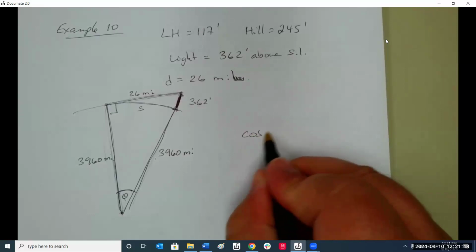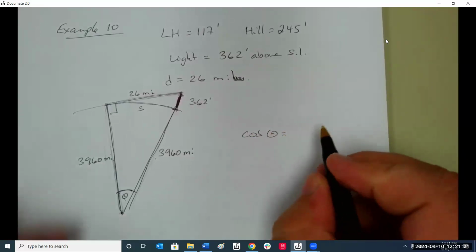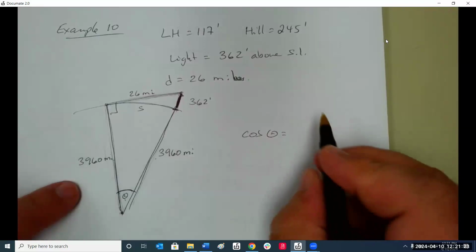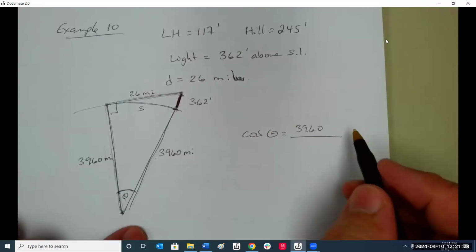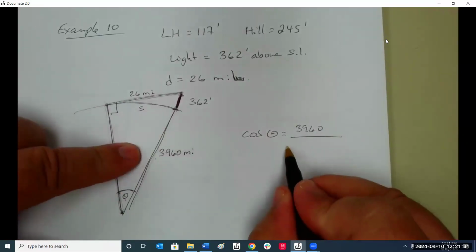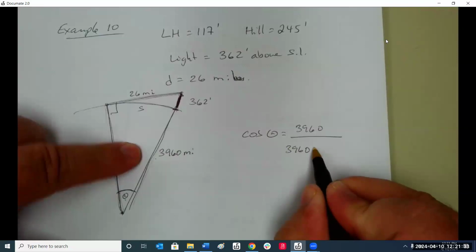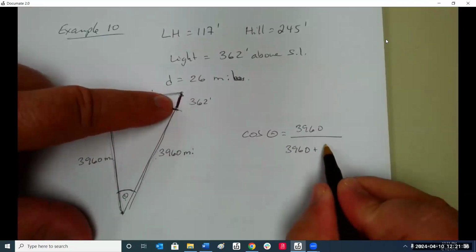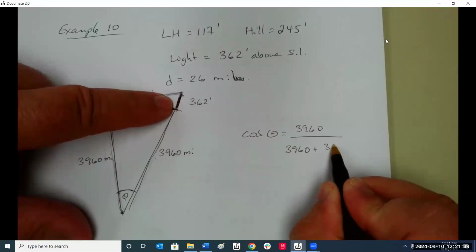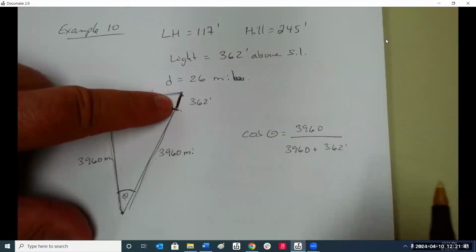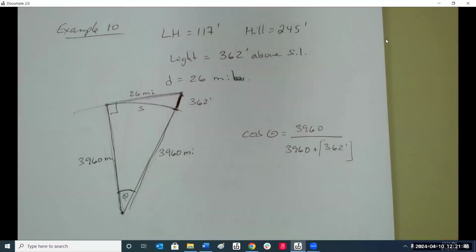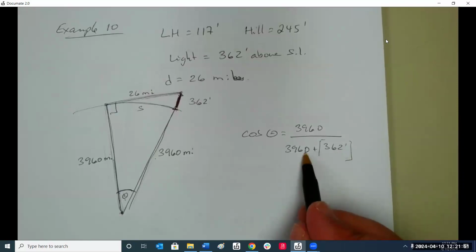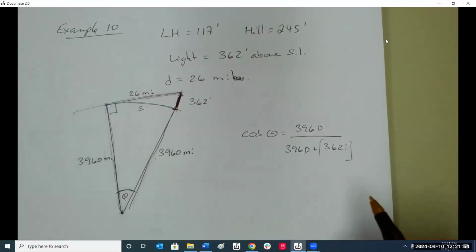So if we use cosine of theta, adjacent, which is 3960, over the hypotenuse, which is 3960 plus this 362 feet. What's wrong with this equation here? This is in miles, that's in feet. How do we convert them?